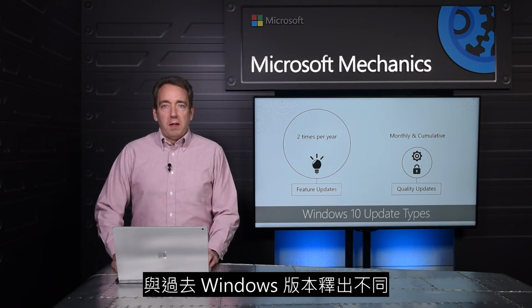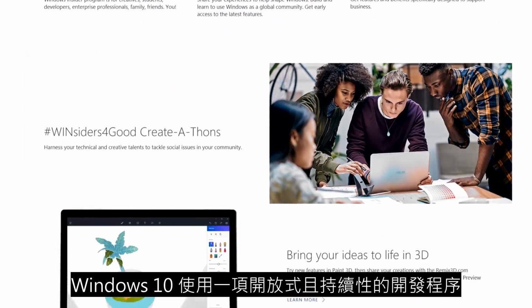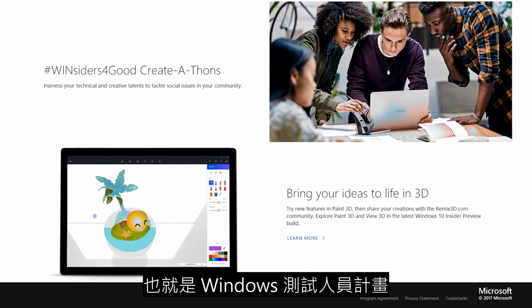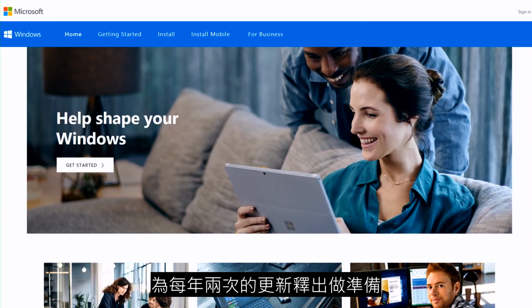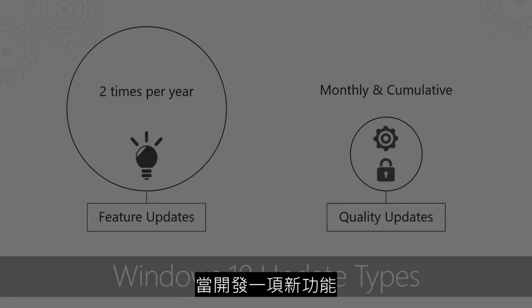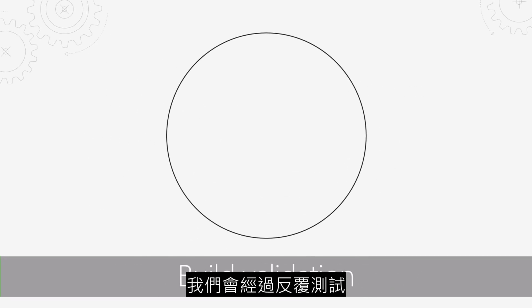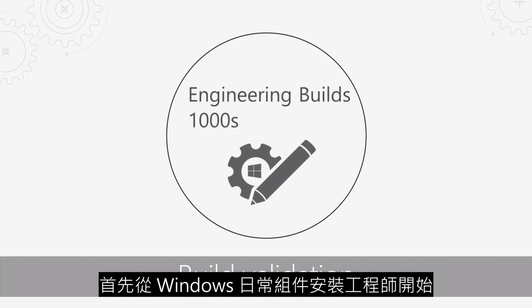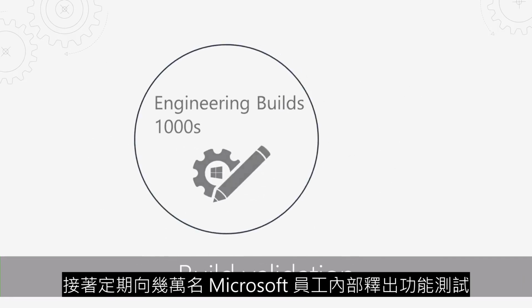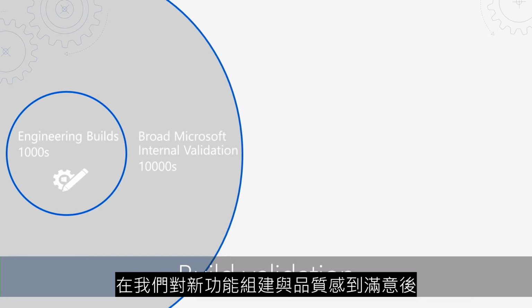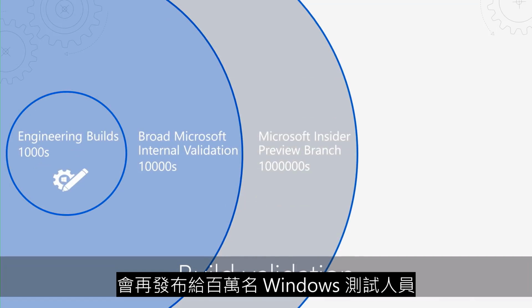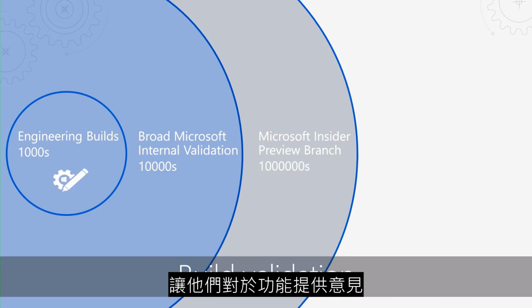Unlike previous Windows releases, Windows 10 uses an open and continual development process using the Windows Insider program to gather telemetry and feedback, preparing for those twice per year releases. When developing a new feature update, we go through an iterative process. It starts with Windows engineers who are installing daily builds. We will periodically release these to the broader Microsoft employee base with tens of thousands of users. And once we're satisfied with the quality of the build, to our millions of Windows Insider users that can offer feedback as we're building the features.